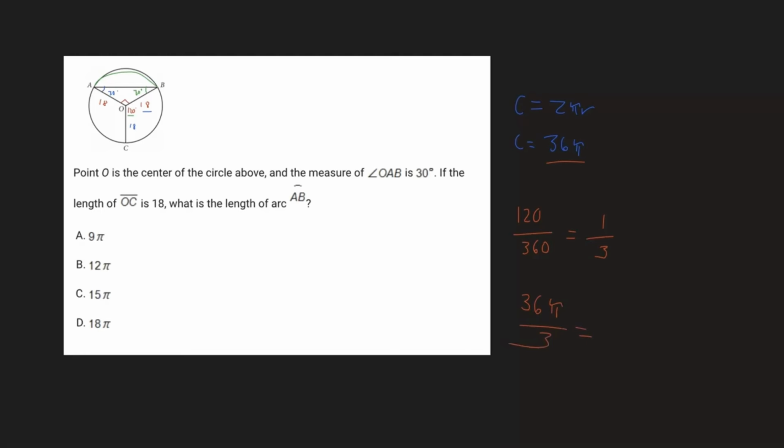And so we can just do 36 over 3, which is 12, and keep the pi, so we don't have to simplify it completely. And so our final answer here is going to be an answer of 12 pi, and let's see, it does match up with answer choice B, and therefore that is our answer.